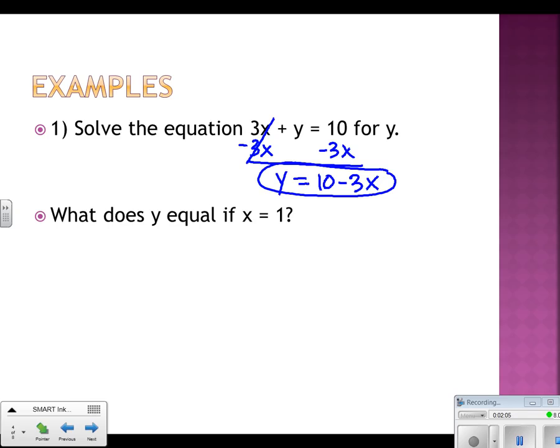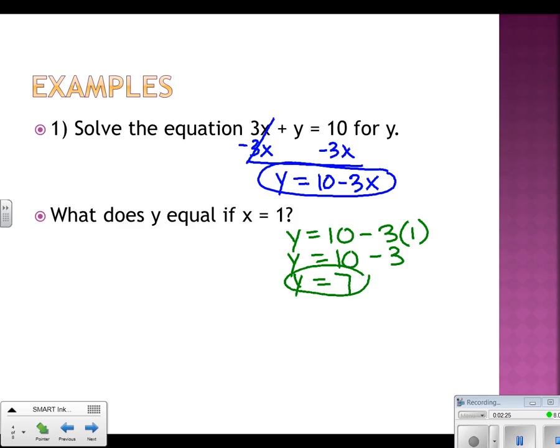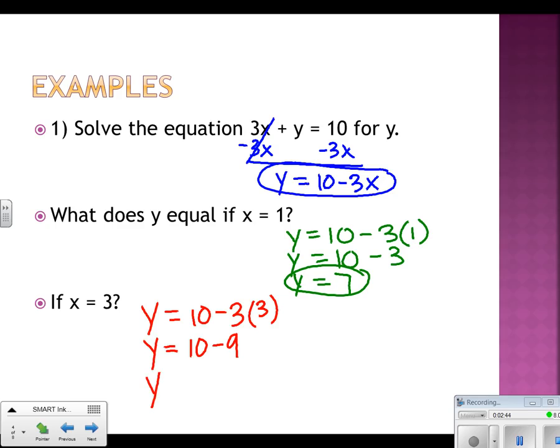What does y equal if x is 1? So we're going to take what y equals, 10 minus 3, and now I'm using 1 for x. So our y is 10 minus 3, so y would be 7. And how about if x is 3? We know y is the same as 10 minus 3x, so 3 times 3. When you multiply first, 10 minus 9, so the y would be 1.